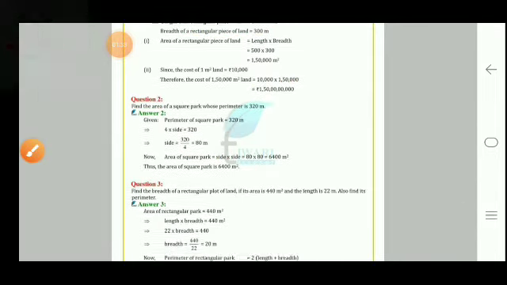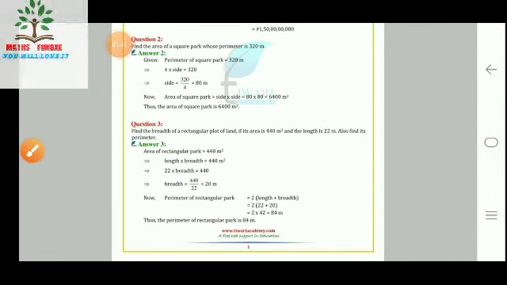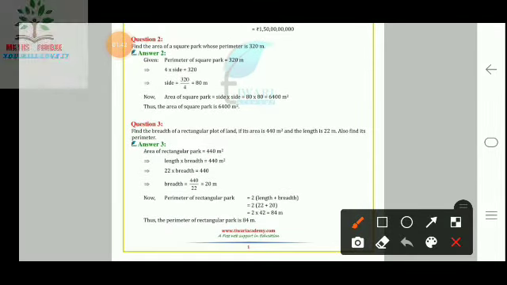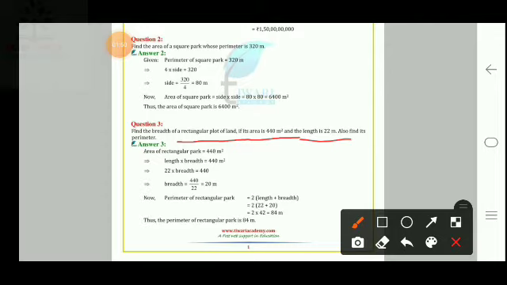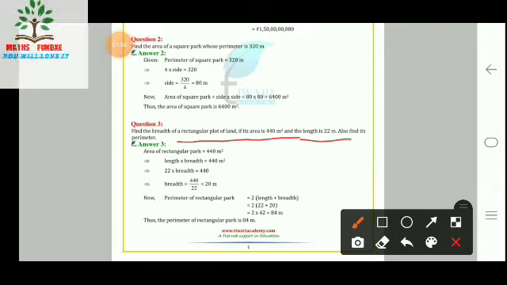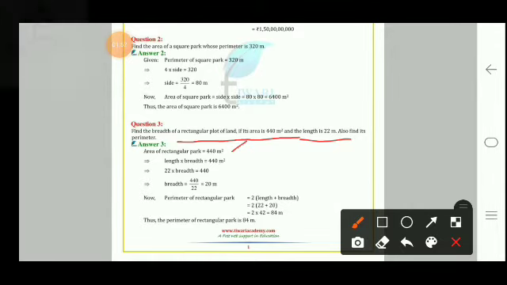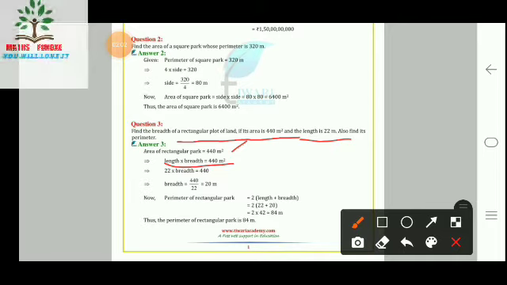Now looking at question number 3: find the breadth of a rectangular plot of land. The area is given as 440 meter square and the length is 22 meter. Also find the perimeter. So the area of the rectangular park is 440 meter square, and we know that area is also equal to L into B. So L into B is equal to 440 meter square. Now we have 22 into breadth is equal to 440. So breadth will be 440 upon 22, that is 20 meter.